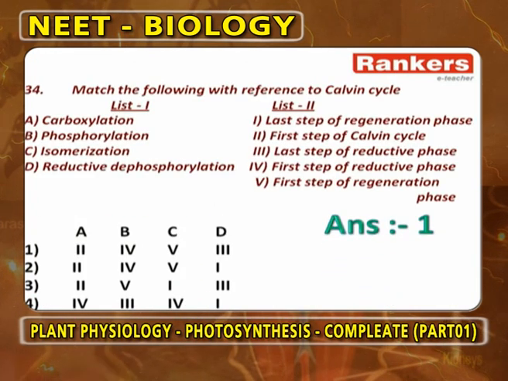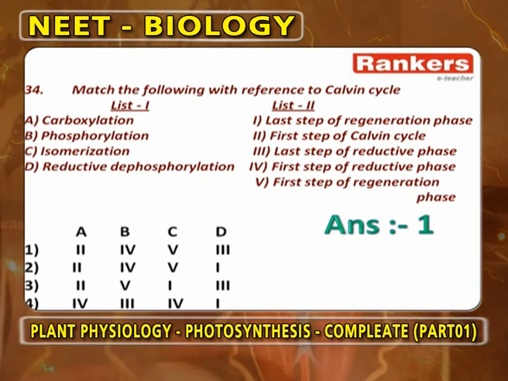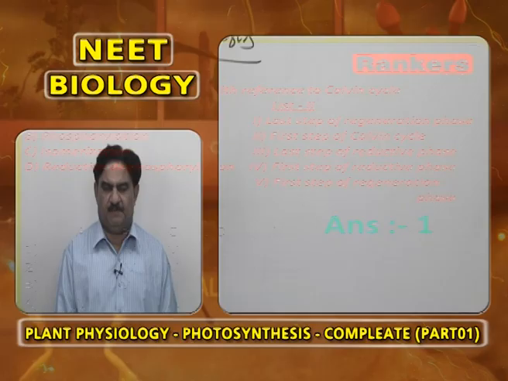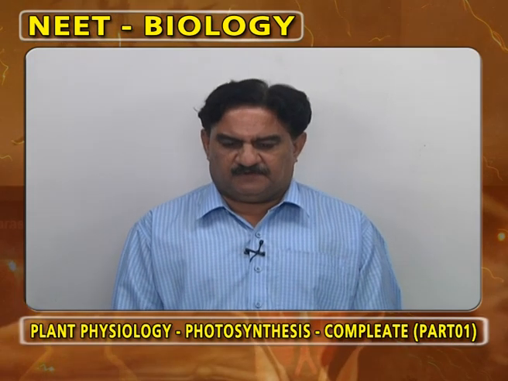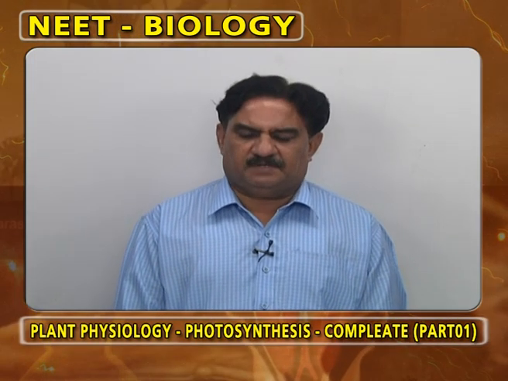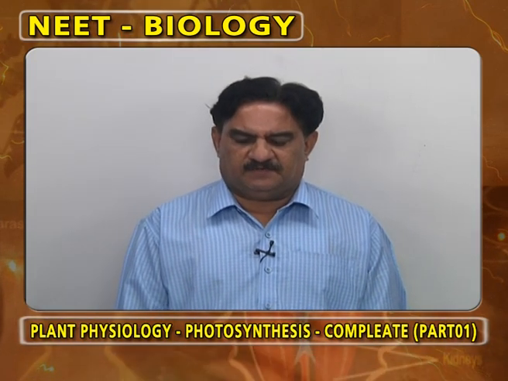Now, match the following with reference to the Calvin cycle. List 1: carboxylation, phosphorylation, isomerization, reductive dephosphorylation. List 2: last step of regeneration phase, first step of Calvin cycle, last step of reductive phase, first step of reductive phase, first step of regeneration phase. A2, carboxylation, first step in the Calvin cycle. B4, phosphorylation, first step in reductive phase.